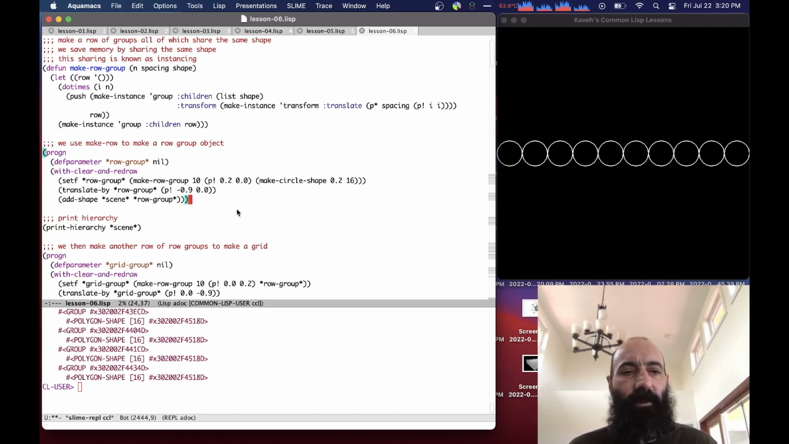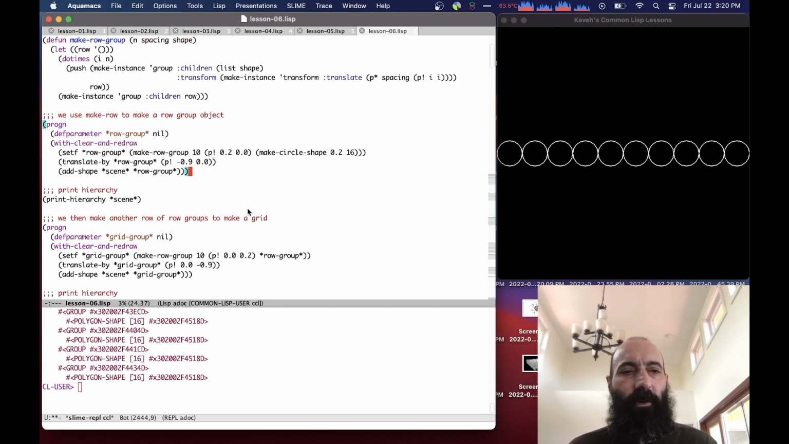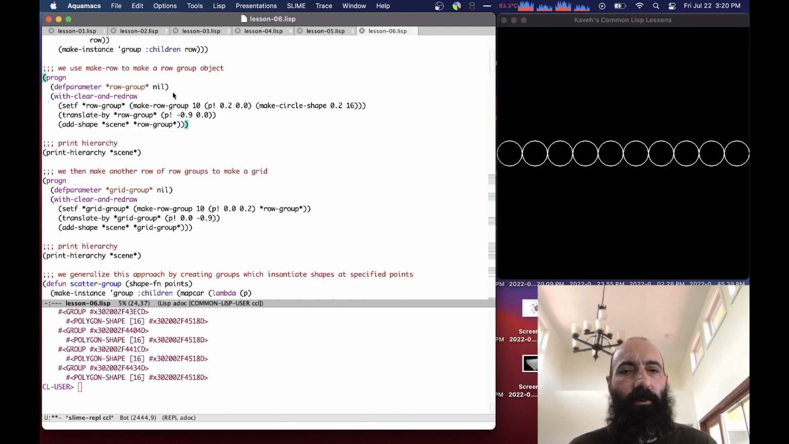And then what we can do is build on top of that. So we have row group, which is a group which contains these 10 subgroups, each of which contains the same shape. Now, if we do the same thing here, we create a grid group global variable, and we set the grid group to be a make row group in Y of the row group that we already made. We're going to take this whole thing, and since it is a shape, because group inherits from shape, we're going to make another row out of it, but our row is going to be vertical in Y.